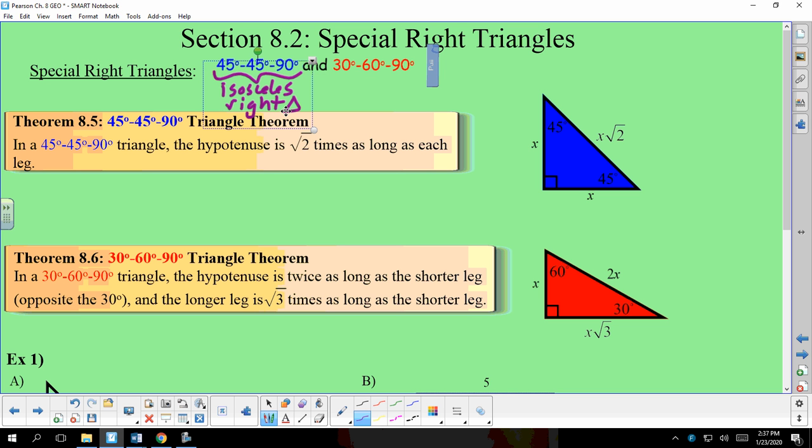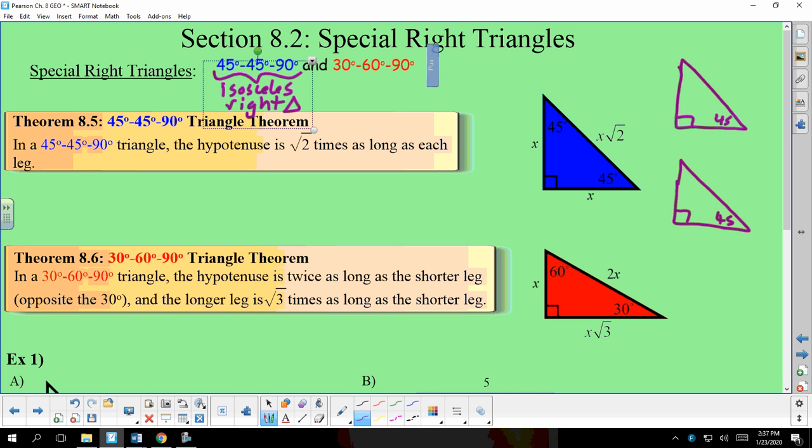So in a 45, 45, 90 triangle, the hypotenuse is the square root of 2 times as long as each leg. So that means, we look at this to the right. Let's look at an example. There's going to be 2 different examples I'll come up with real quick. Say I have a 45, 45, 90. And this one's also a 45, 45, 90.